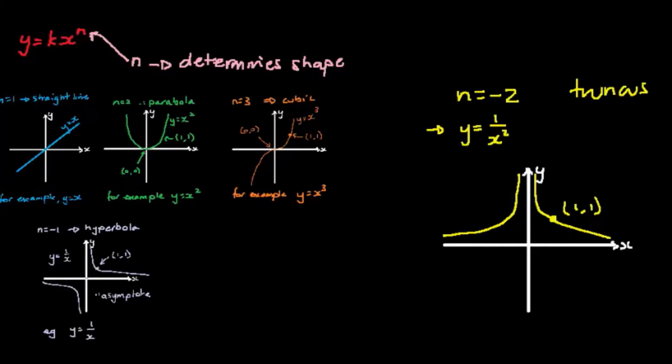Remembering as well that a truncus has the same sort of asymptote behavior here and here and here that my hyperbola has, which means as the line gets closer and closer and closer to the y-axis, it will never ever get there. Just like here, this line will get closer to the x, but it will never ever get there. So truncus and hyperbolas have things in common, and the parabolas and the cubics have things in common as well.